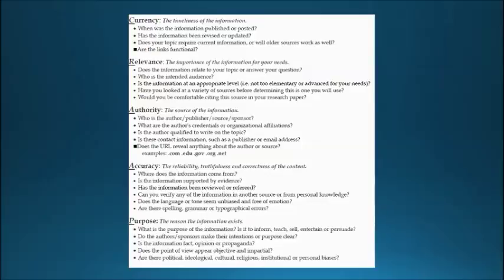So for currency, it's like, what information is published? When was the information published or posted? How often was it revised and updated? And then there's relevance, like who's the intended audience? How does the information relate to your topic? So this is kind of like if you're doing research. And then authority, who is the author, publisher, source, or sponsor? Does the URL match? All that stuff we talked about earlier.